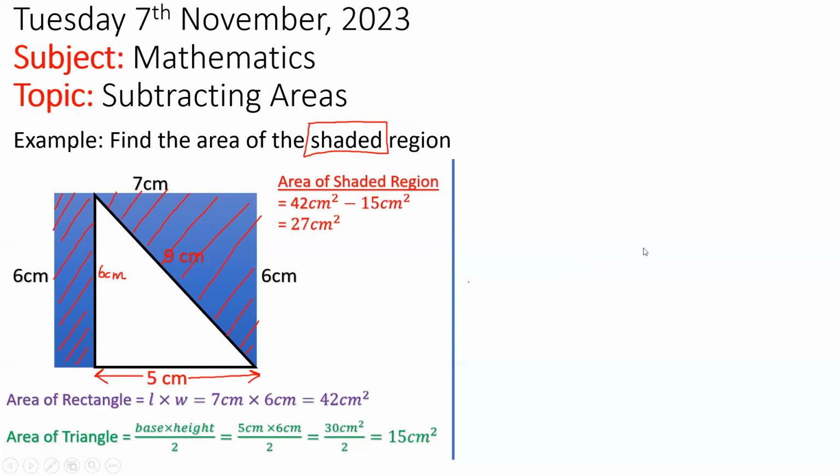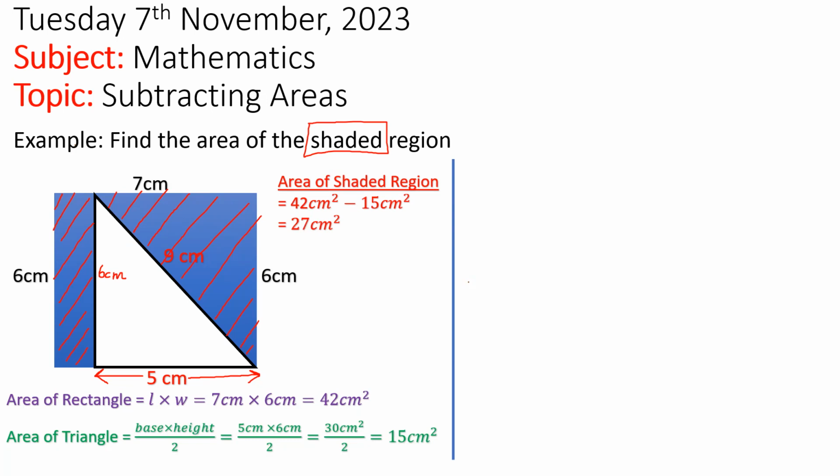Now we can start. Explain how we get the area of the shaded region. Like, how do we get 27 from start to finish? How do we get 27 centimeters? Yes, sir. So to find the area of the shaded region, you have to subtract 42 centimeters squared, which you got from the area of the rectangle. Then you subtract 15 centimeters squared, which you got from the triangle. And once you subtract it, you should get 27 centimeters squared.